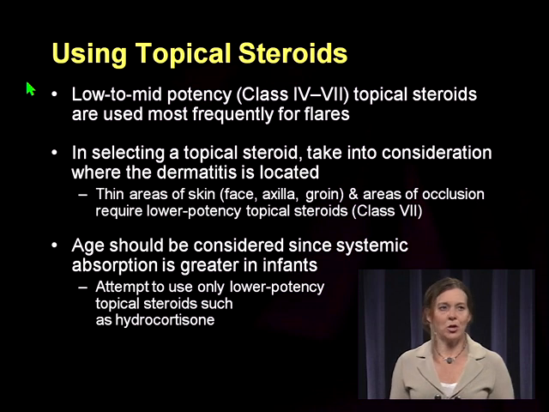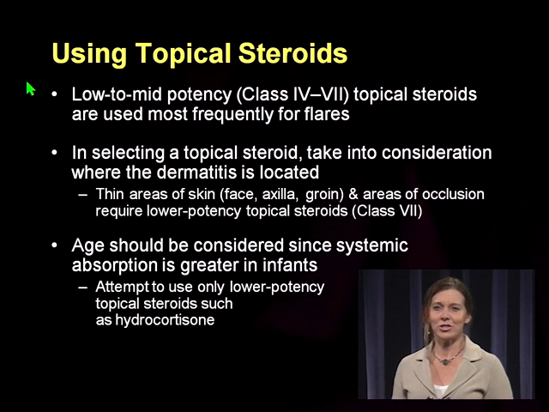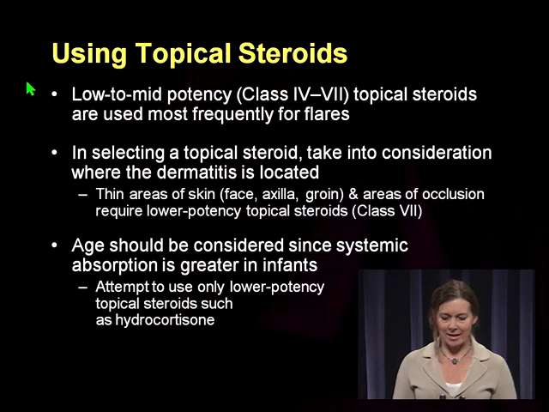And I, not too long ago, saw a baby that had been given a class 1 topical steroid, so very potent, in the diaper area for several weeks, and unfortunately was completely Cushingoid and had developed hypertension. So it does happen. So again, the point here is you only want to use very mild potency steroids in the diaper area for brief periods of time.